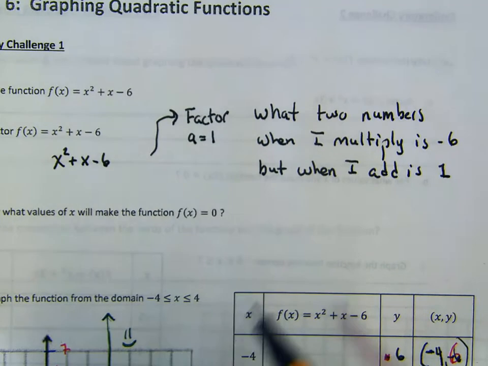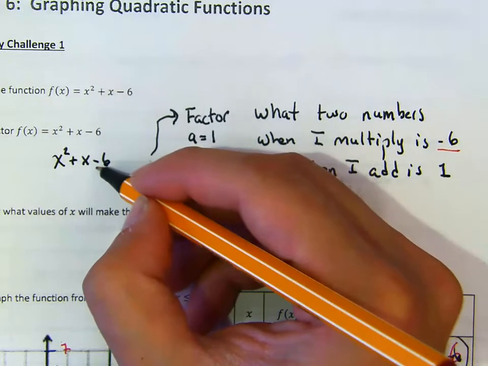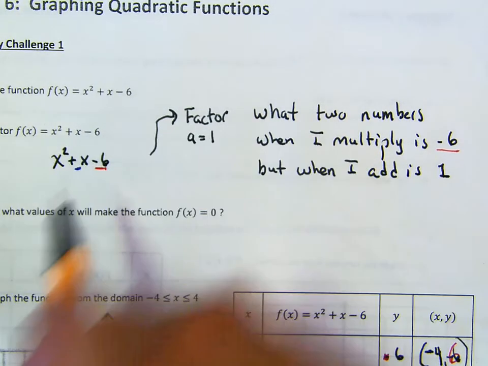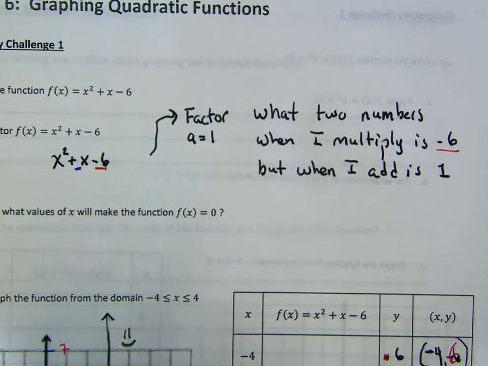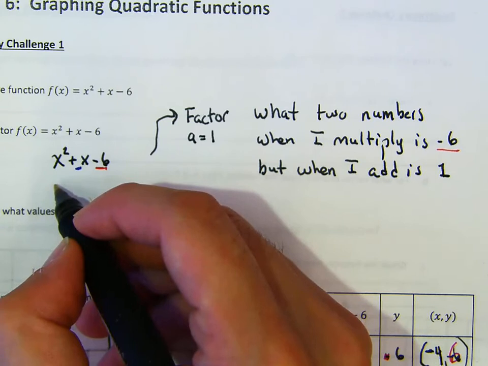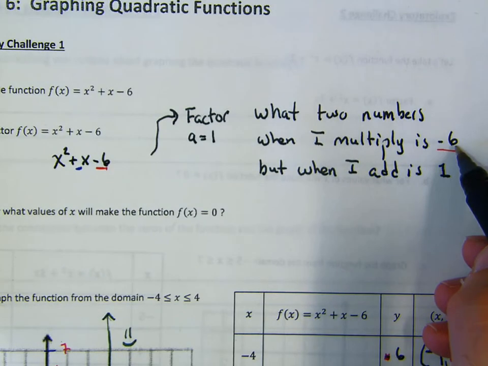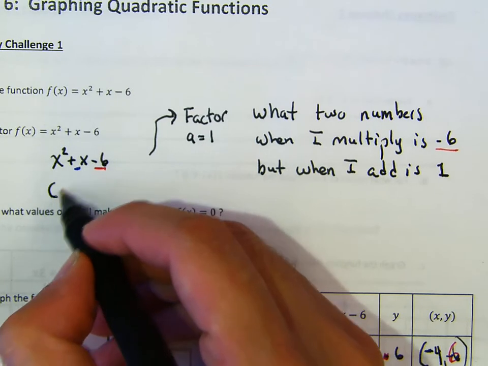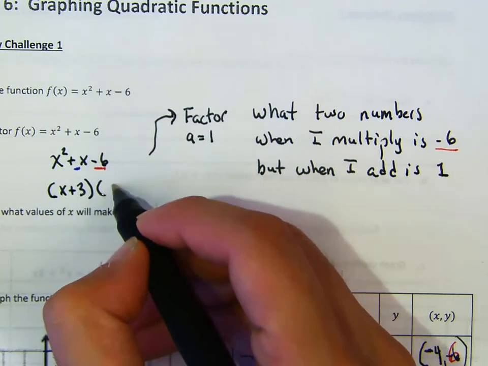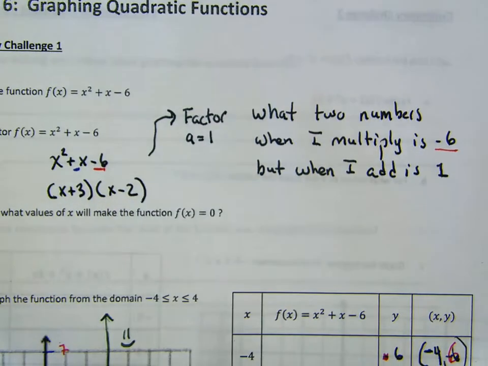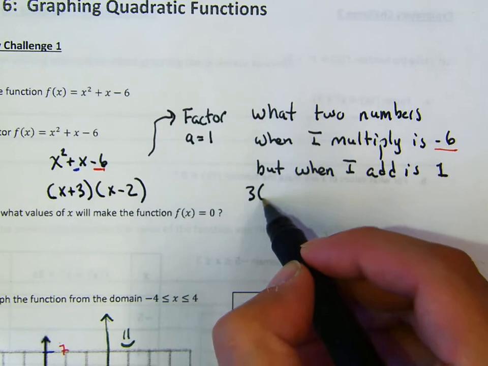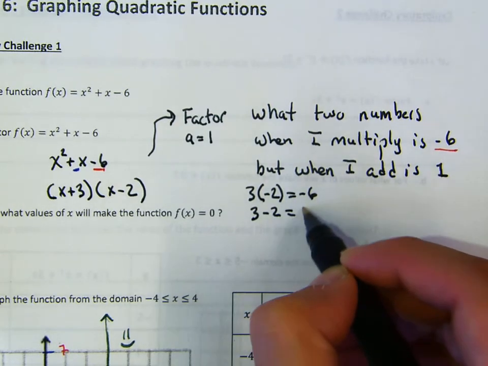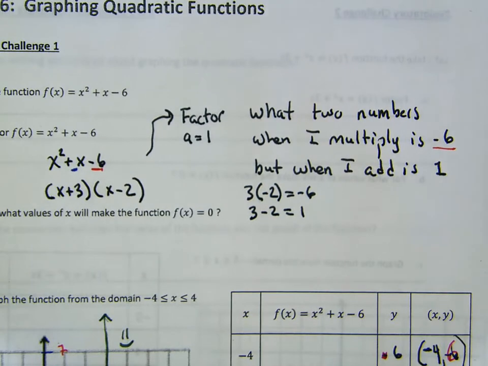What two numbers when I multiply is negative 6, but when I add is positive 1? And how does that factor? This will be x plus 3, x minus 2, right? Because 3 times negative 2 is negative 6, 3 minus 2 is 1. And then bam, we factored it.